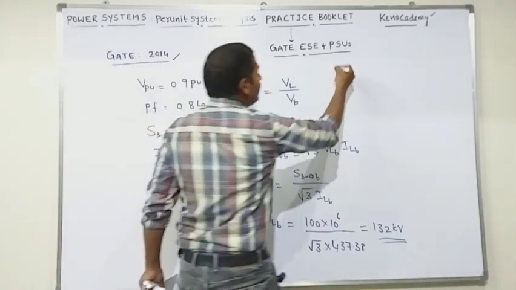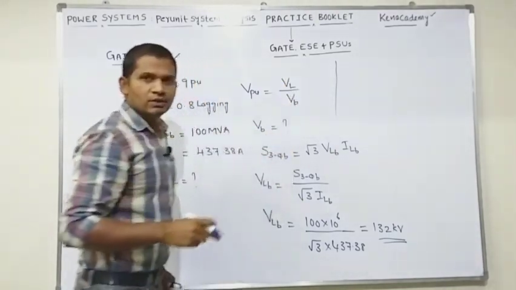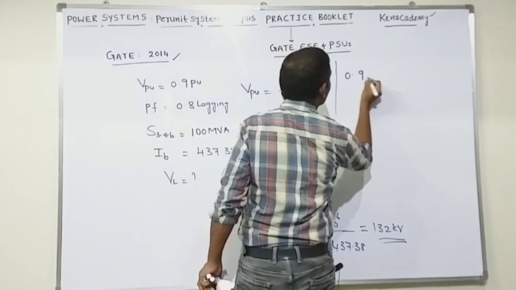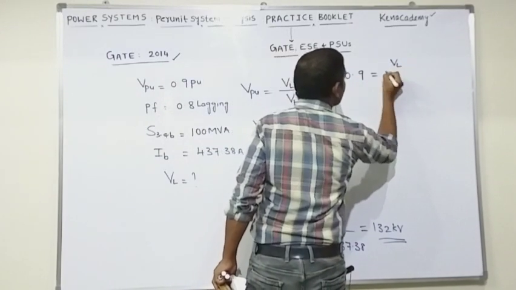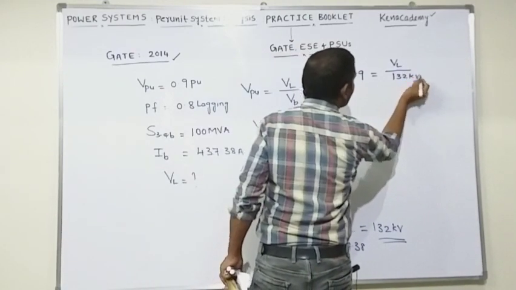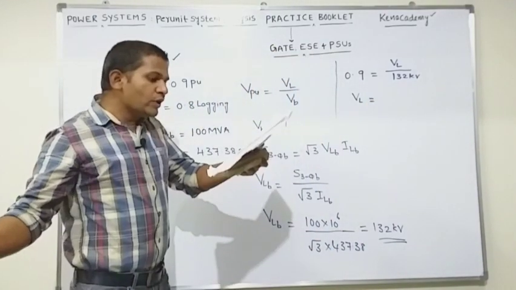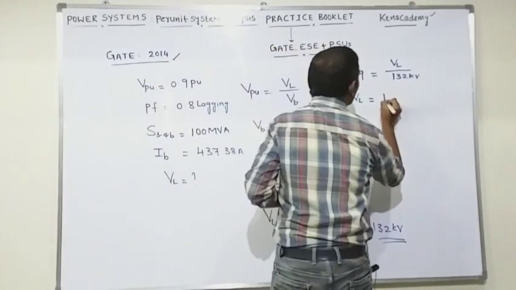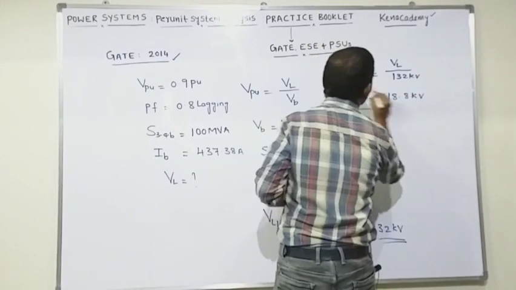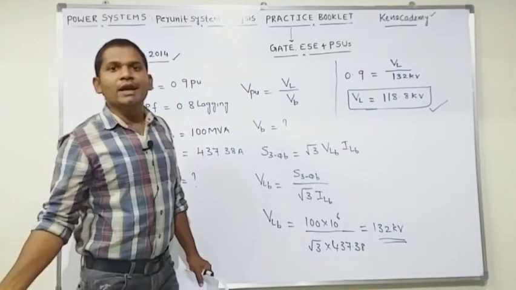Now what is the formula for per unit voltage? Use this formula: per unit voltage equals line voltage by base voltage. The per unit voltage given is 0.9, so 0.9 equals the actual line voltage you want to calculate divided by the base voltage, 132 kV. Now tell the students the line voltage. Multiply 132 into 0.9, then we get 118.8 kV. This is the previous GATE question solution. The actual line voltage is 118.8 kV.